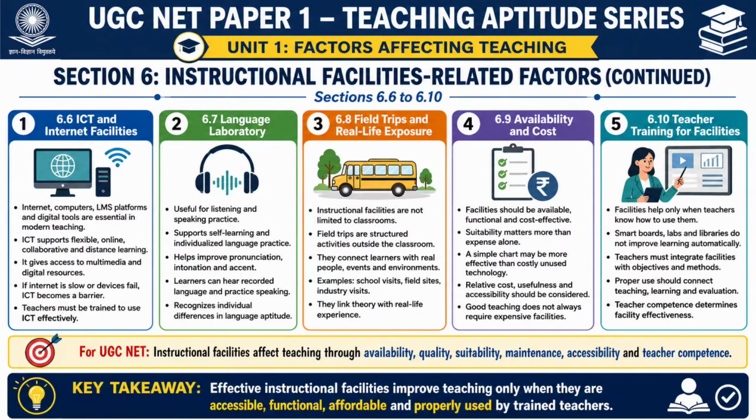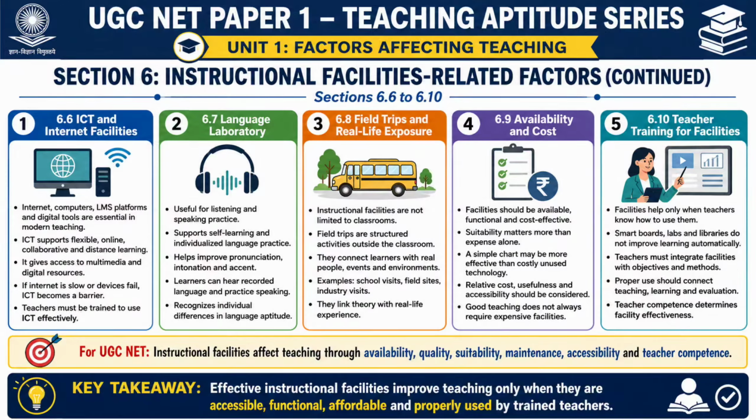6.9 Availability and cost. Instructional facilities should be available, functional, and cost-effective. The teaching aptitude material notes that effective instructional facilities need not always be costly. Availability of facilities, relative cost, and suitability matter. A simple chart used properly may be more effective than an expensive smartboard used poorly. 6.10 Teacher training for facilities.